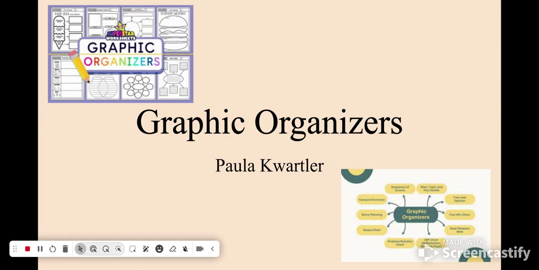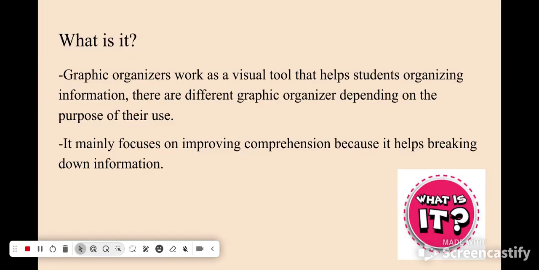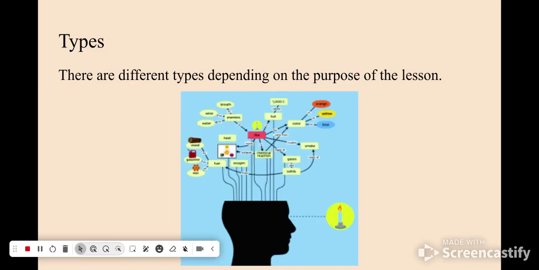I'll be presenting about graphic organizers, which is the strategy I chose. Graphic organizers work as a visual tool that helps students organize their information. There are different types depending on what you're going to teach and their use. It mainly focuses on improving comprehension because it helps break down information. Like I said before, there are different types.